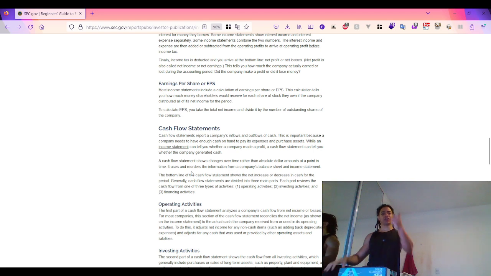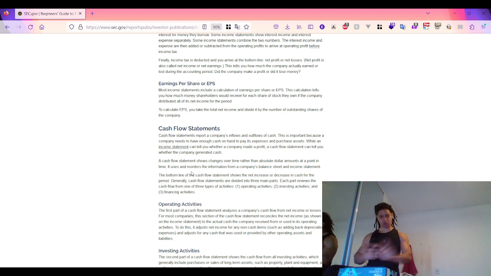And then I look at the third financial statement, which is cash flow, which reports the company's inflow and outflow of cash. This is very important because, much like persons, companies need to have cash on hand to pay expenses or purchase assets. So the bottom line shows the net increase or decrease in cash.